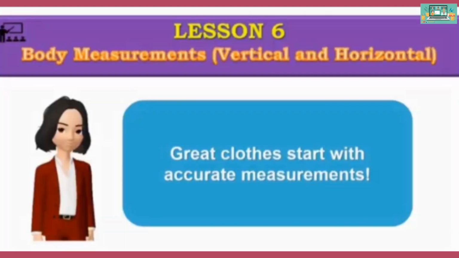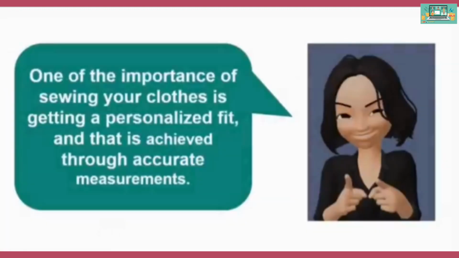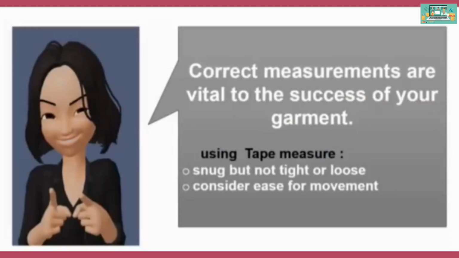Lesson 6. Body measurements, vertical and horizontal. Great clothes start with accurate measurements. One of the importance of sewing your clothes is getting a personalized fit, and that is achieved through accurate measurements. To achieve this, aside from having the right tools and equipment, you also need to know how to measure accurately. Correct measurements are vital to the success of your garment.